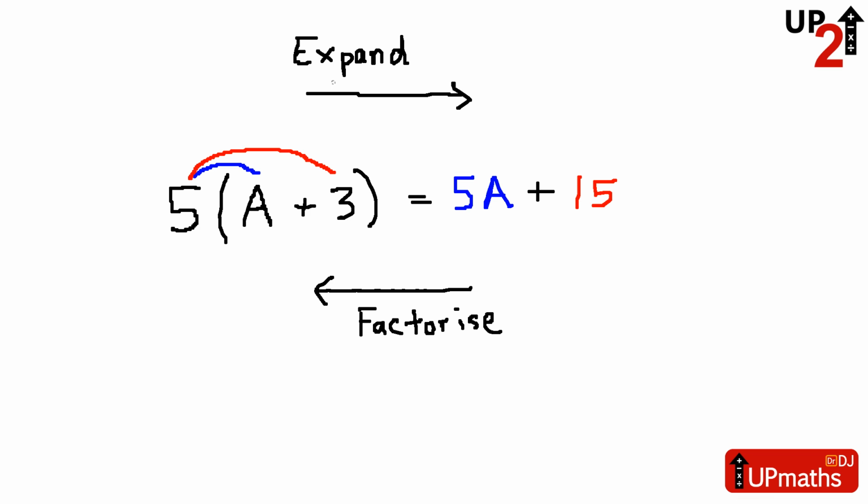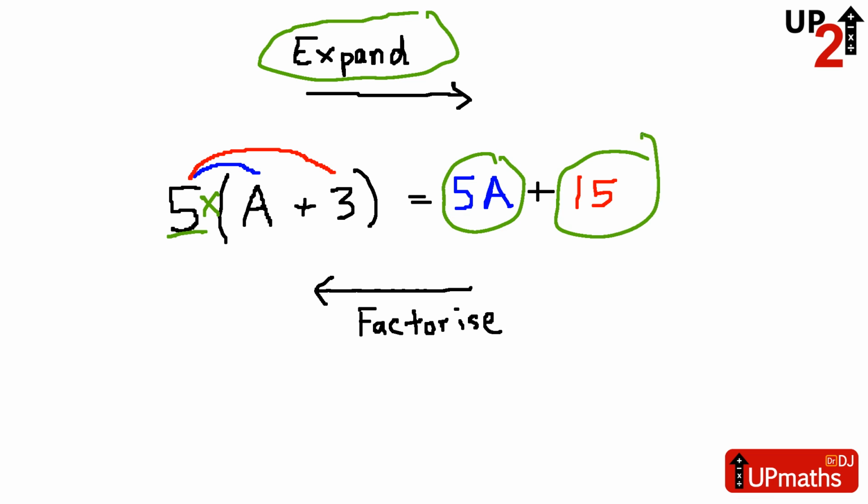Okay. Let's learn what expand means. That means if you've got some brackets, you can multiply them out. It's as if there's like a times sign and the 5 is multiplying everything inside the brackets. You can see you've got a green line showing you where the 5a comes from and a red line showing where the 15 comes from. And what does factorise mean? It literally means the opposite of expand.